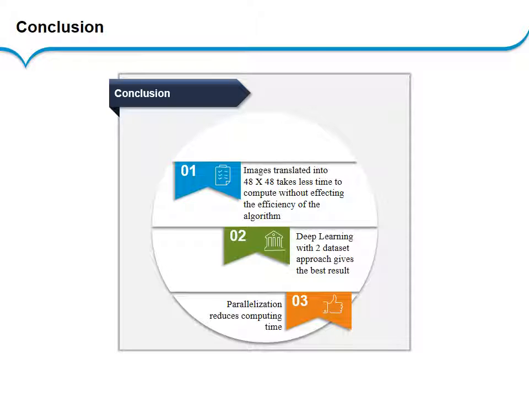Finally, going through the conclusion: first, we found out that translating images to 48 by 48, which is half the size of the original, takes much less time to compute without affecting the efficiency of the algorithm to a great extent. Second, deep learning algorithms with dynamic modeling and a two data sets approach give us the best results among the given algorithm models. Third, since this whole process is time consuming and resource hungry, parallelization reduces the computing time to a greater extent.